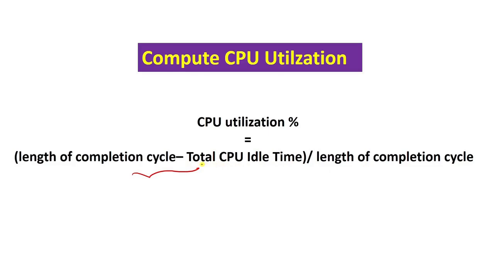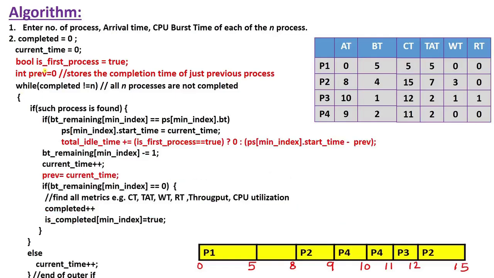Let's first compute the total CPU idle time. I have taken two variables, one boolean and one integer. The first-process variable is a boolean which stores true or false. It tells me whether I am the first process to come inside this while loop or not. And previous is storing the completion time, or you can say the previous time of the process.